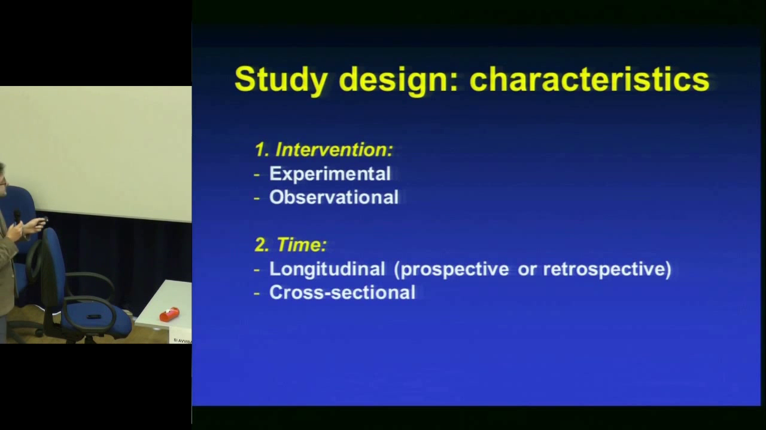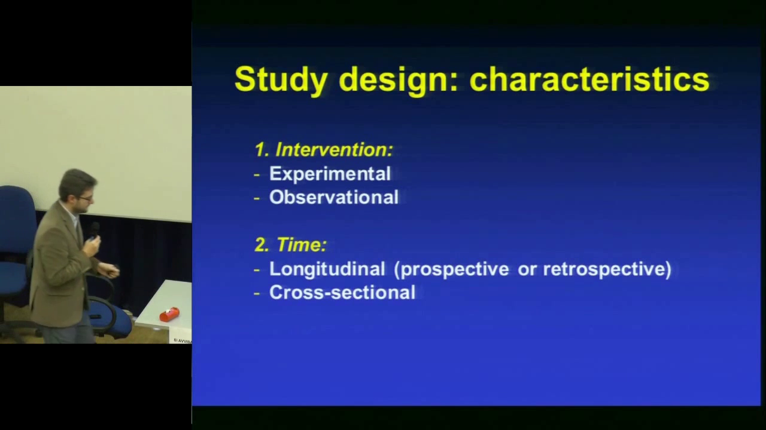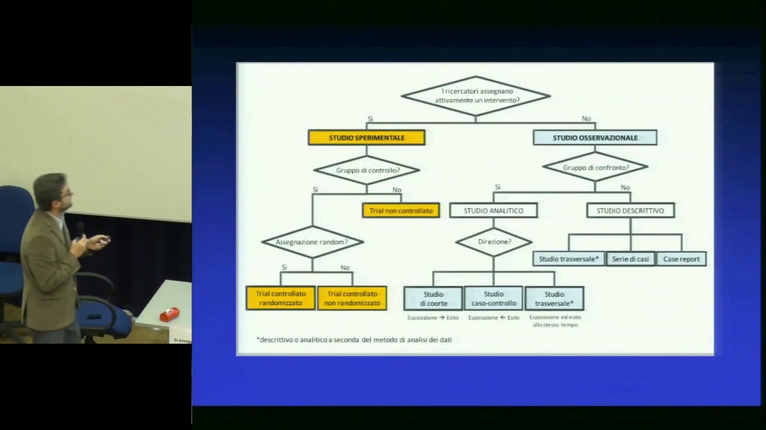I want only to see what's going on. That's an observational study. If I take a video of my patient, I'm doing a longitudinal study. If I want to take a picture of my patient, that's a cross-sectional study. So I'm looking at that time what's happening. Longitudinal may be prospective or retrospective. So retrospective is typically the case of the case control study. And I will show you in details in the next figure.